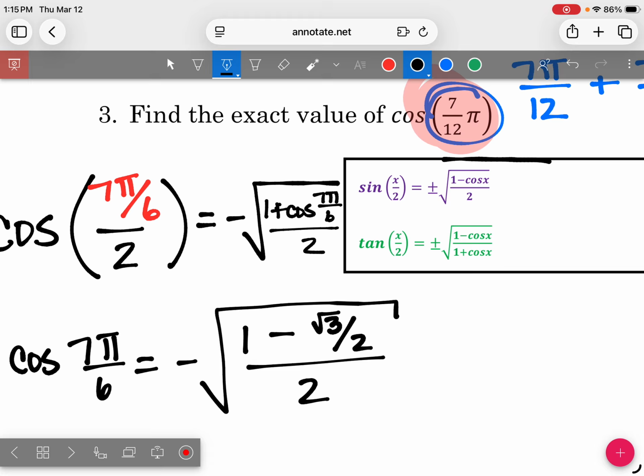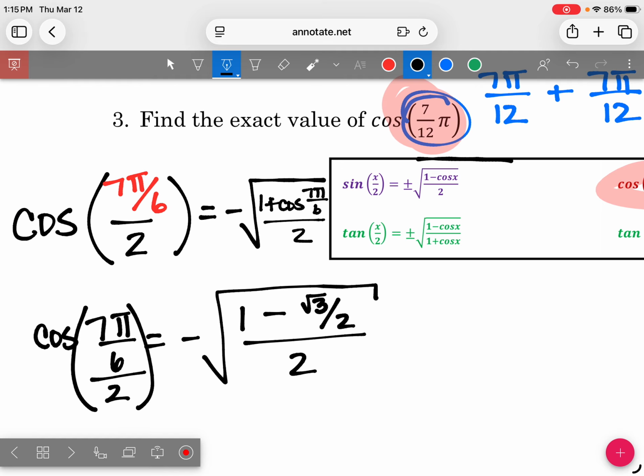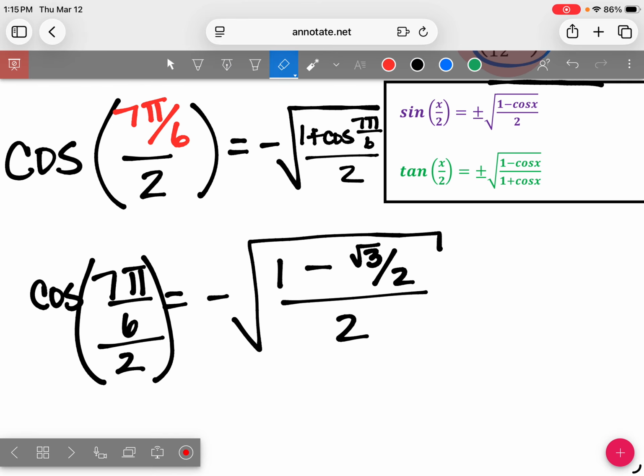It's the same steps. Common denominator, one fraction, keep, change, flip, take the square root. So finish it out. And this is 7 pi over 6 over 2, by the way. Because in order to get 7 pi over 12, I'm taking half of 7 pi over 6. That's how I'm getting to the 7 pi over 12.